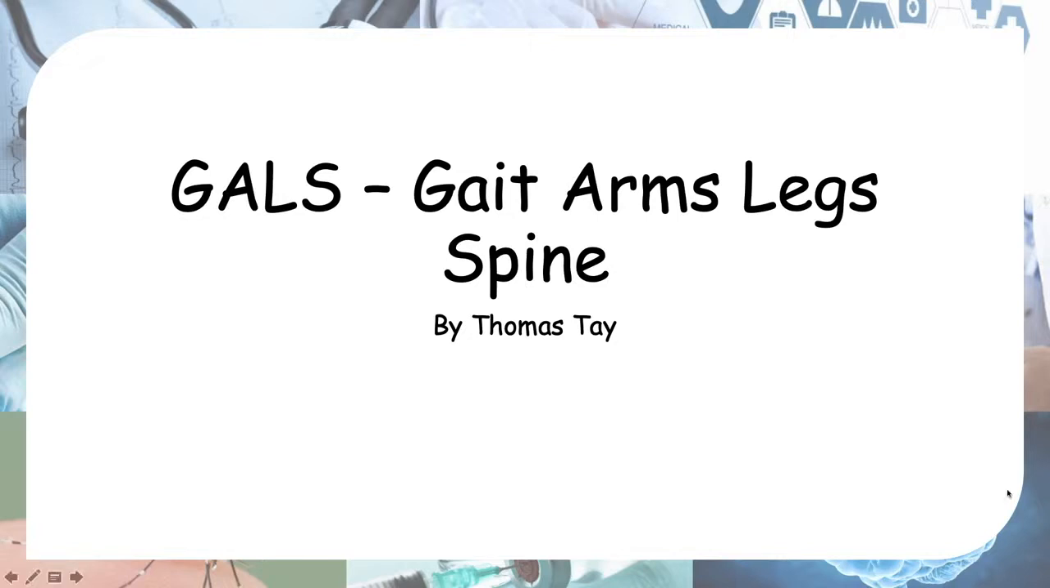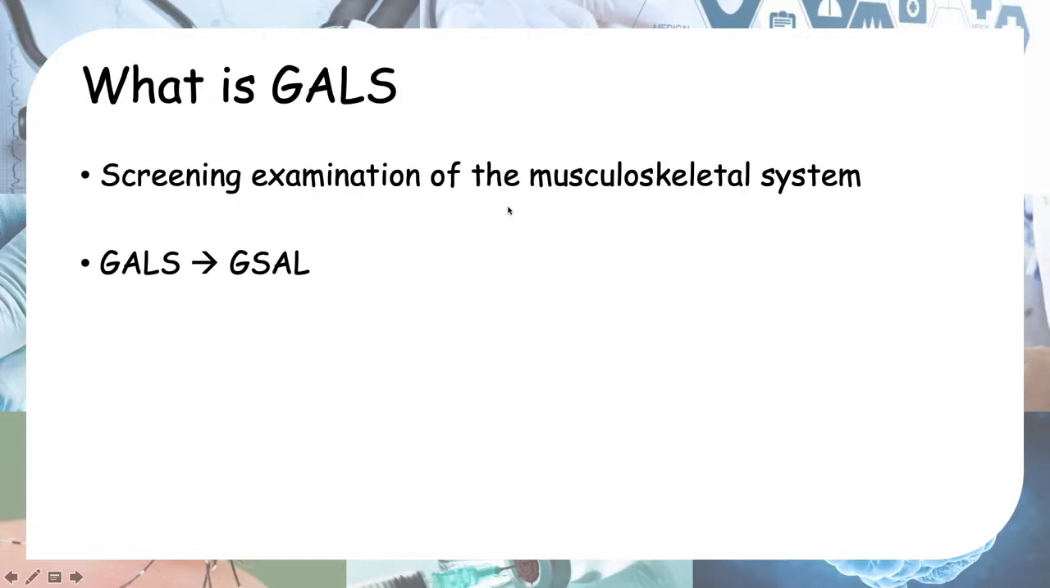Hello everyone, today we'll be looking at GALS, standing for Gait, Arms, Legs and Spine. So what is GALS? GALS is a screening examination of the musculoskeletal system, and it's in the sequence of Gait, Arms, Legs and Spine, but I have rearranged it to Gait, Spine, Arms and Legs.